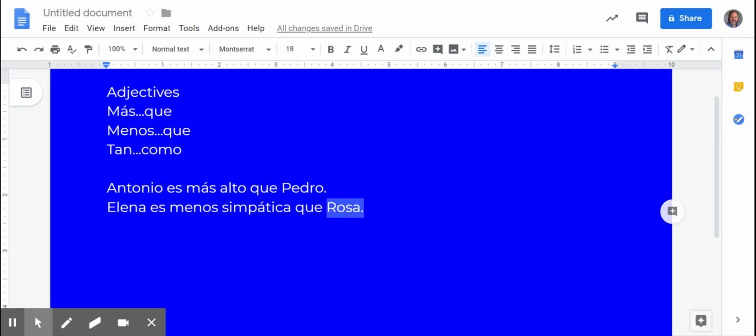Okay, and you don't have to use people. You could use something like this one. Zaxby's es tan delicioso como Chick-fil-A. Okay, Zaxby's is as delicious as Chick-fil-A. Okay, so you're comparing it, they're the same, they're equal. Okay, in this situation, delicioso would still agree with the word at the front. So Zaxby's is a restaurante, which is masculine, so you're going to say delicioso.